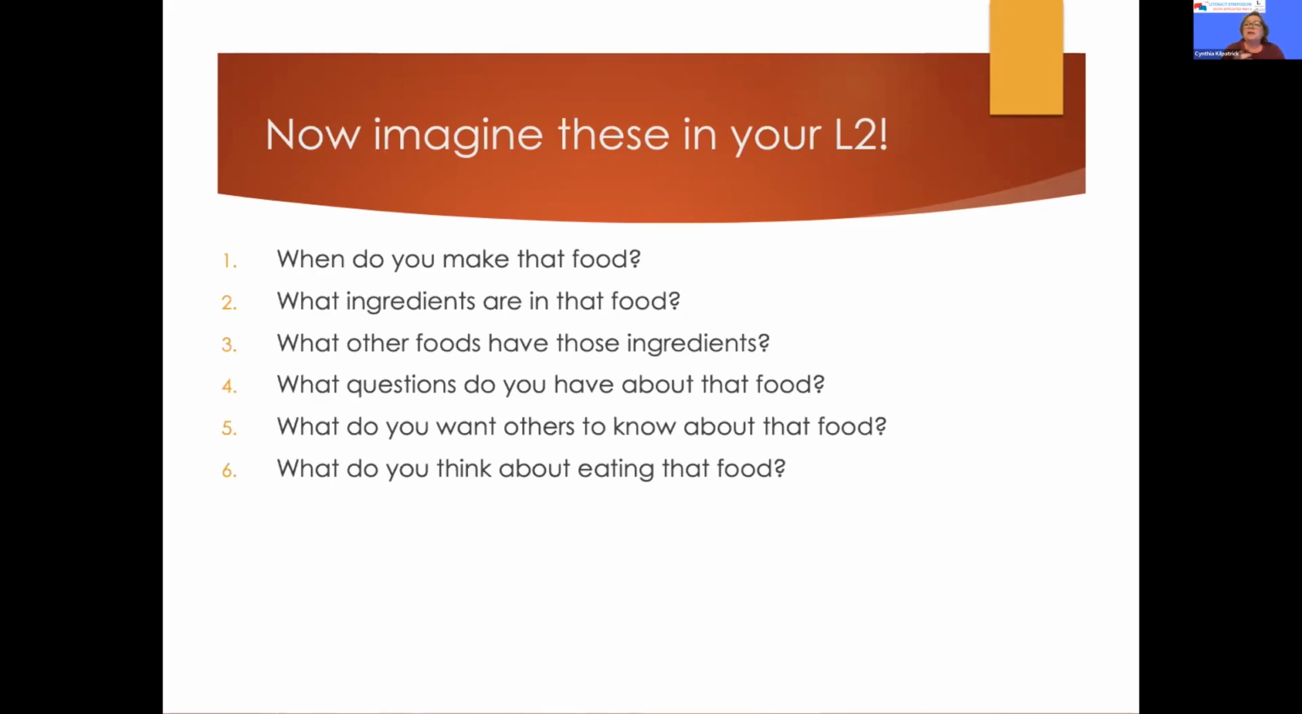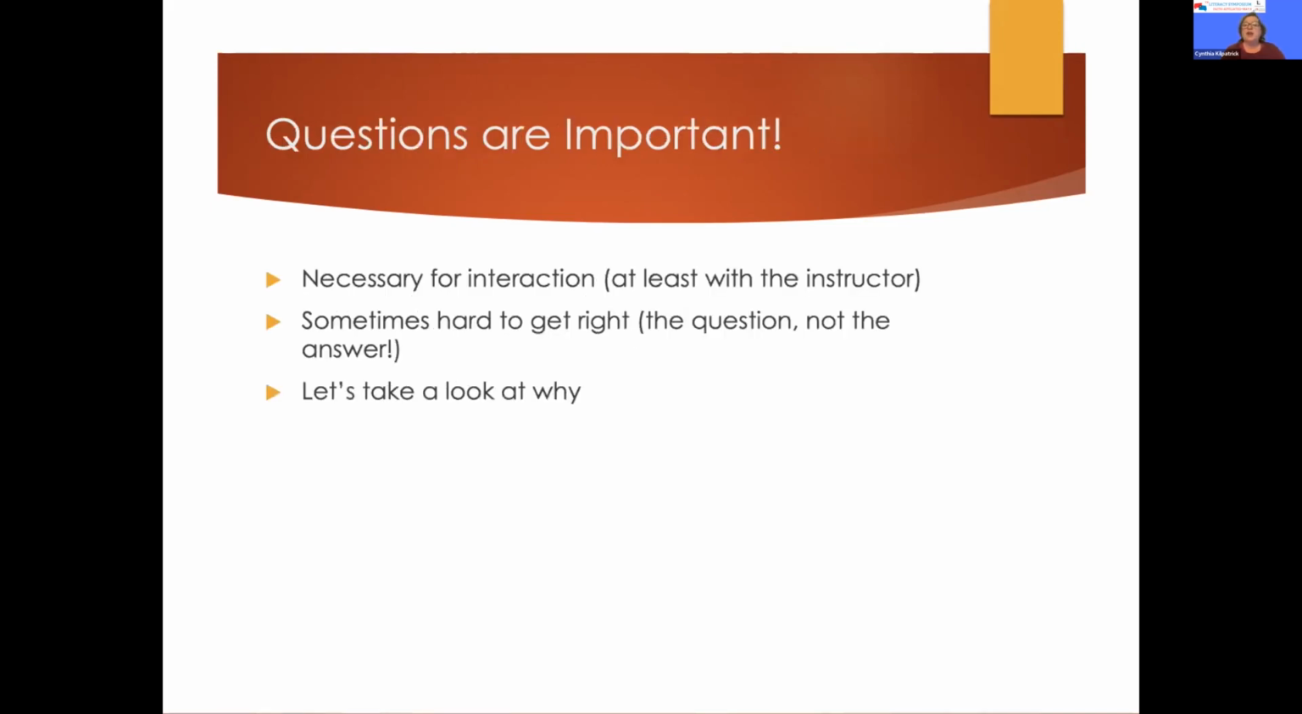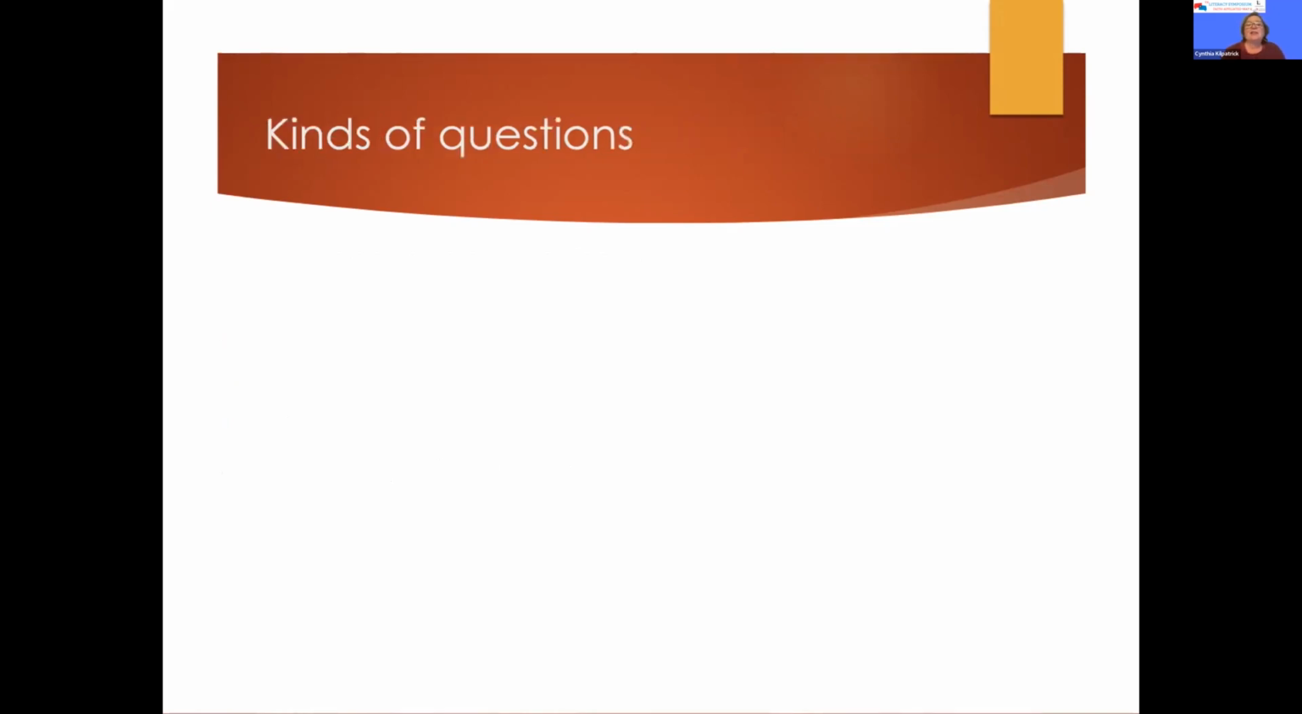But what I want you to realize is that answering these questions in your second language is not as easy as it is in our first language. But questions are so important in an ESL classroom. They're necessary for interaction with the instructor. We've got to get our students talking. But sometimes they're hard to get right. And I don't mean the answer is hard for students to get right. I mean the question is hard for teachers to get right. So let's take a look at why.